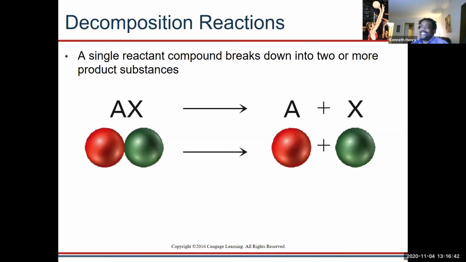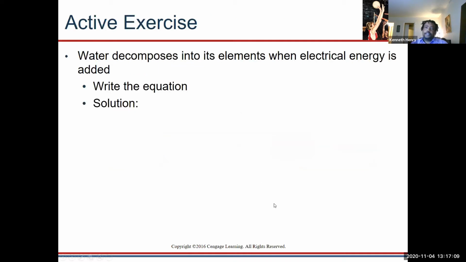The next reaction is called a decomposition reaction. In a decomposition reaction, you have a single reactant and you're breaking it up into two or more substances. So we have AX, and we're going to be making an A and an X. So it's the opposite, kind of like the combination or synthesis reaction opposite. Yes, that is correct.